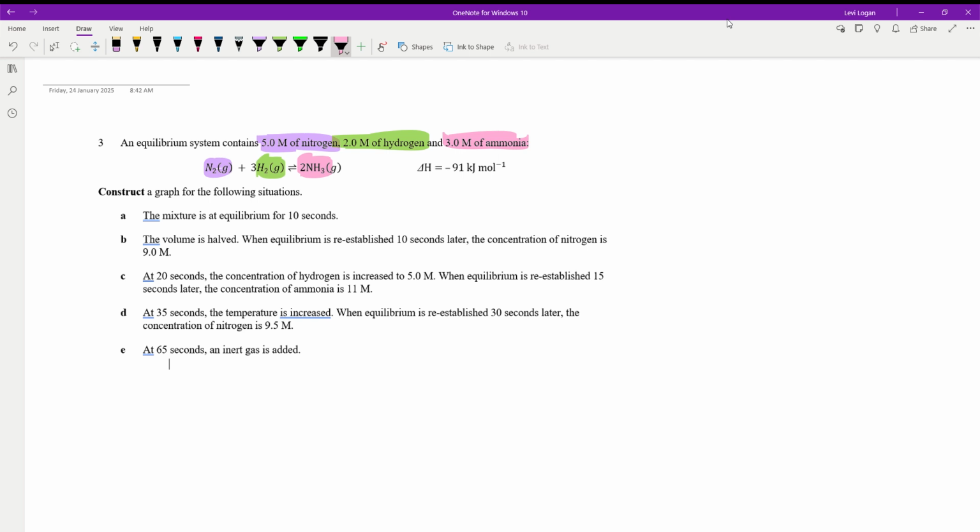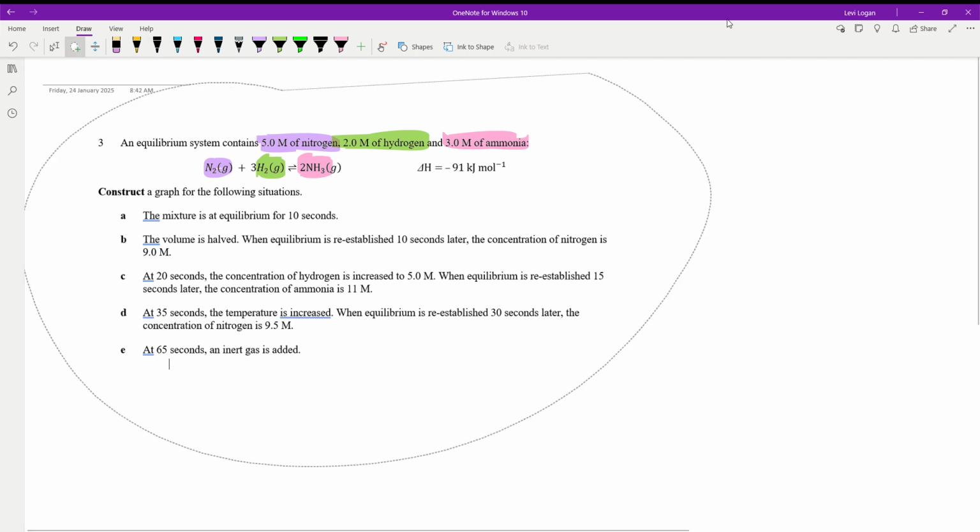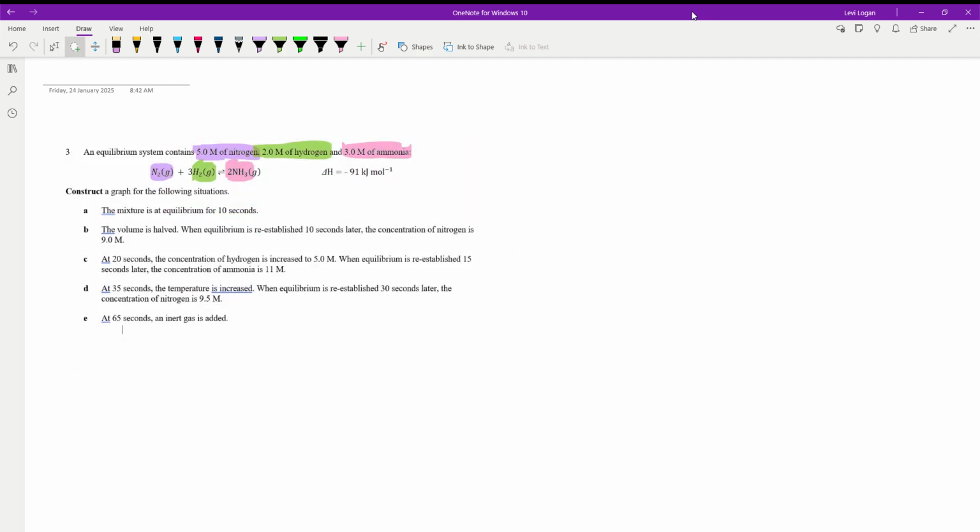Now, we have to construct a graph for our equilibrium system, and we're going to apply different scenarios to it to see how the concentration changes. So I'm just going to make this a little bit smaller, just move it there. When it says construct a graph, we need to understand what we're comparing it to. We're comparing the concentration, aka your molarity, with time itself. Here we've been given the molarity of each of these compounds at the start, when t equals 0.